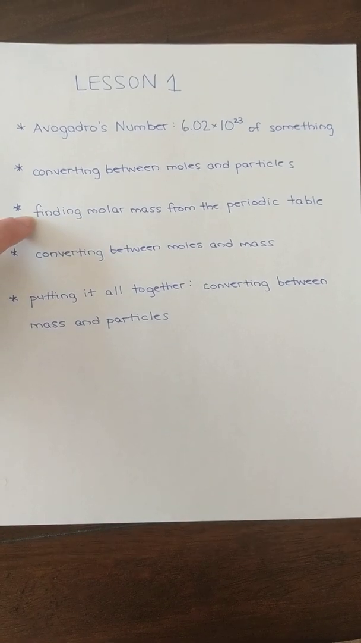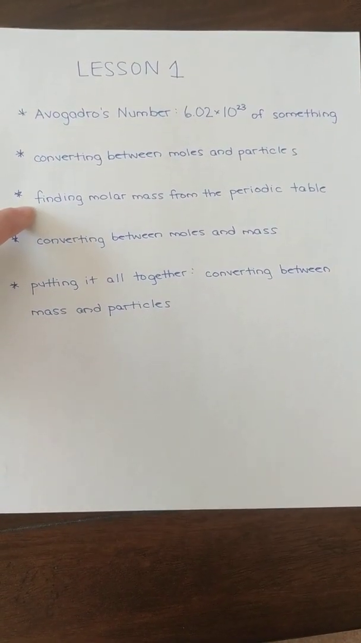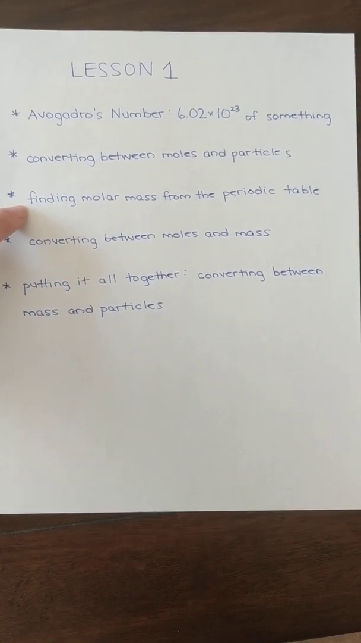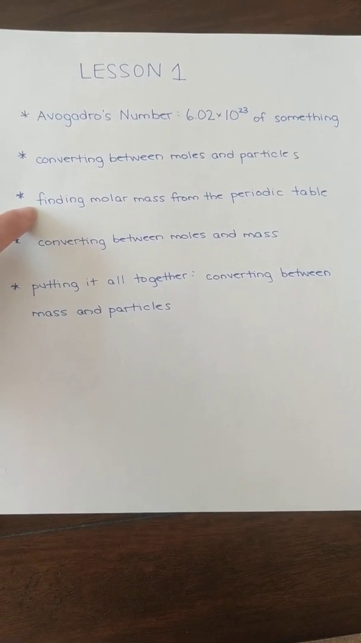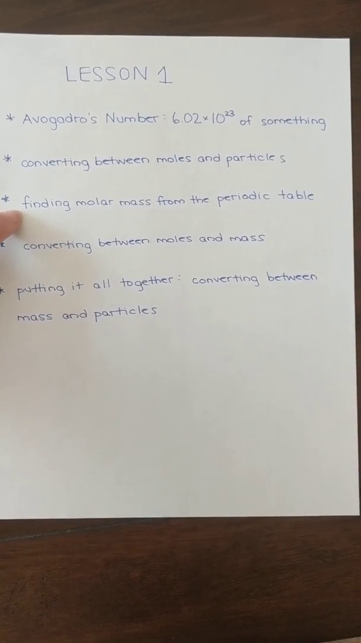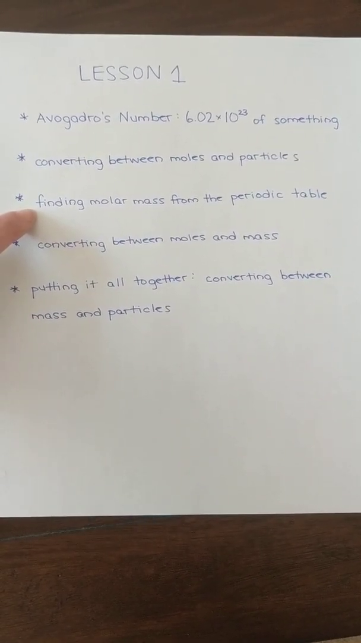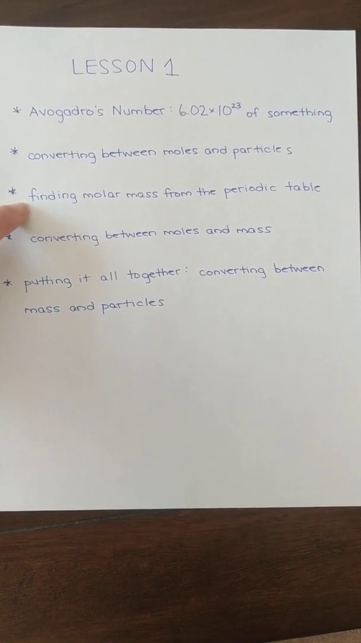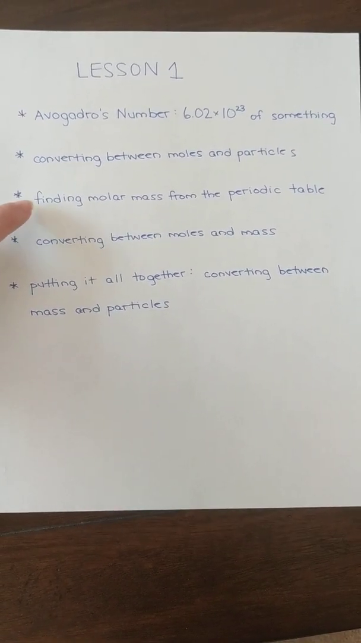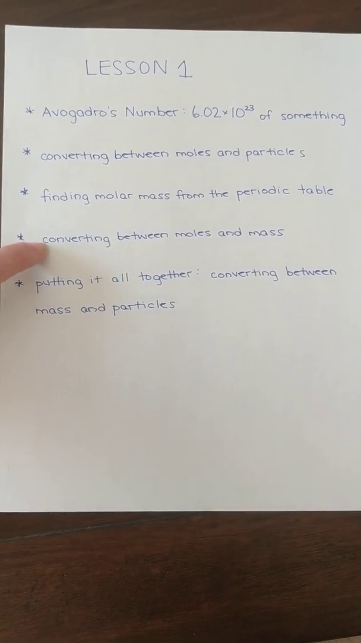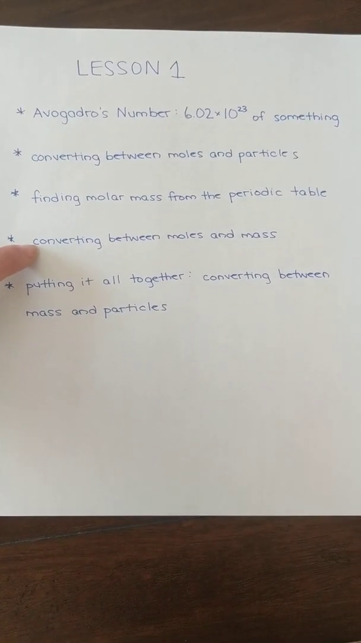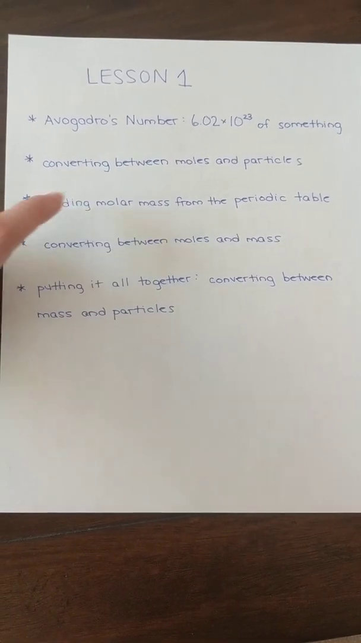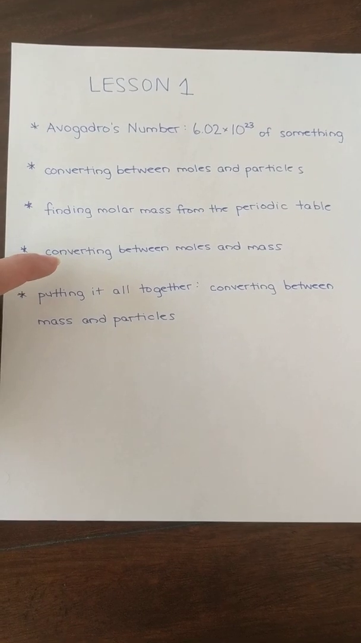Our second triangle equation has molar mass in it. Molar mass is a number that we'll find from the periodic table. Depending on what compound we're looking at, we can define the molar mass by looking at the mass numbers of each element that makes up that compound. When we have molar mass, we'll use that to be able to convert between moles and mass. So that's our second triangle equation. We'll use moles, mass, and molar mass to be able to convert between these two numbers.